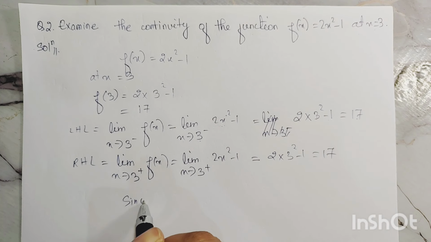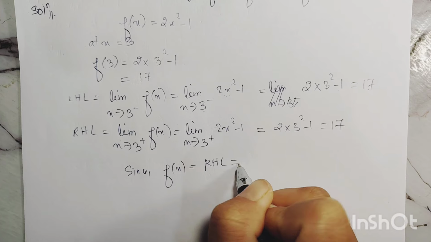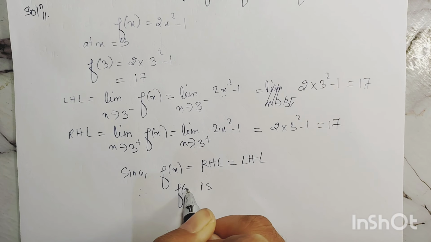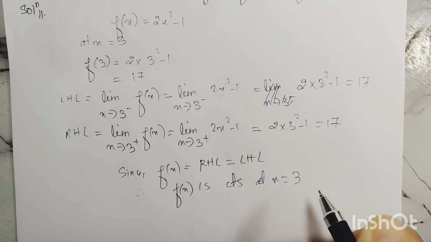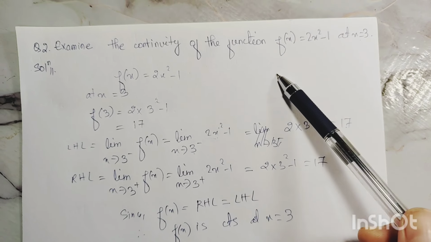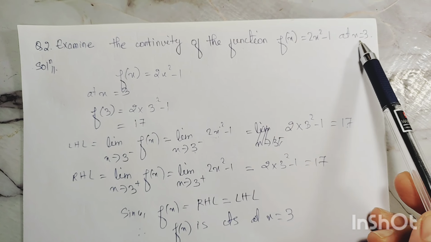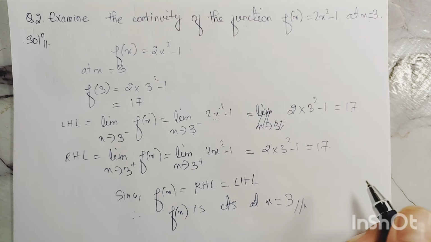So since f of x equals the right hand limit equals the left hand limit, therefore f of x is continuous at x equals 3. Question number 2: the function 2x squared minus 1 at x equals 3 is continuous. Question number 2 is done.